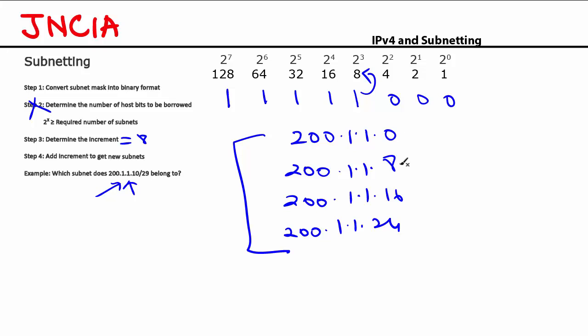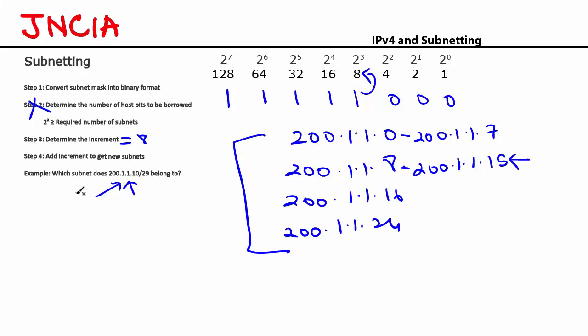200.1.1.0 and the next subnet starts at 200.1.1.8, which means the range of this subnet is 200.1.1.7. That's the first range, or that's the first subnet. The next one is 200.1.1.15 because this one starts at 16. Look at the IP address that we've been given, 200.1.1.10. That definitely fits inside this range, 200.1.1.8 all the way up to 200.1.1.15.